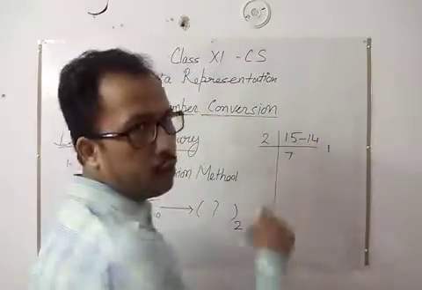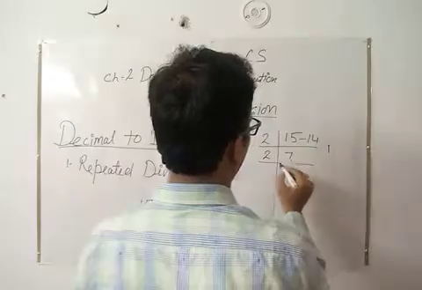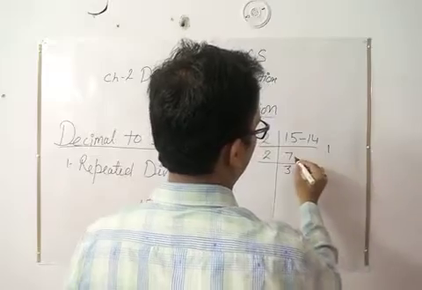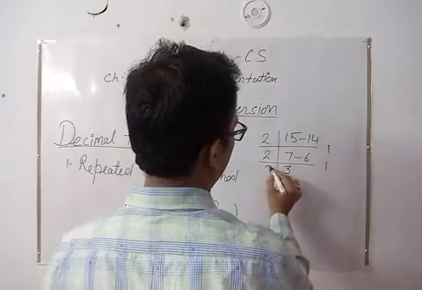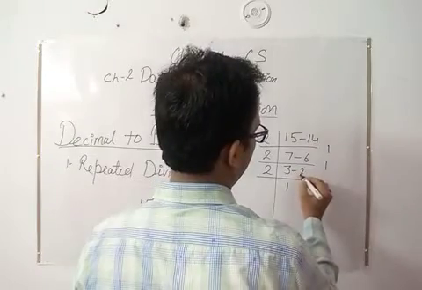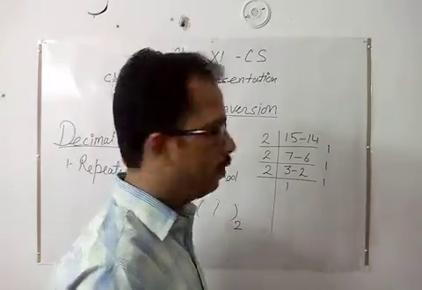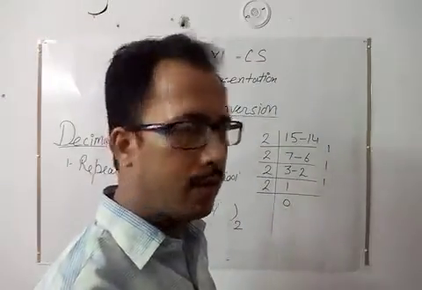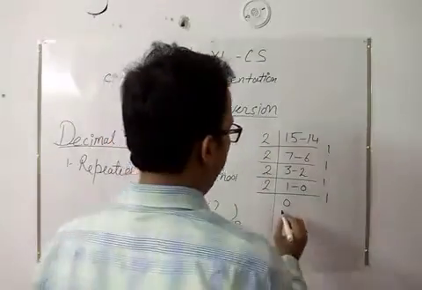Now the next quotient I have got is 7. So divide 7 by 2. 2 threes are 6. So 7 minus 6 is 1, and 1 is the remainder. Again, 2 ones are 2. 3 minus 2, 1 is the remainder, and here it is 1. 1 is already smaller than 2, but 2 zeros are 0, and the remainder is 1, and now it is 0.